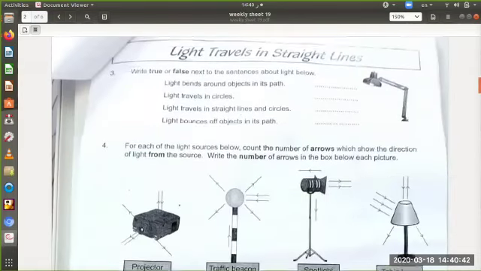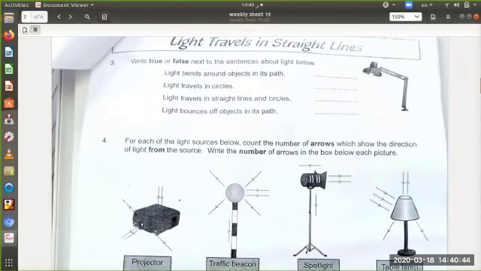Question number 1. Write true or false. Light bends around objects in its path. False. Light travels in circles. False. Light travels in straight lines and circles. False. Light bounces off objects in its path. True. Next question.